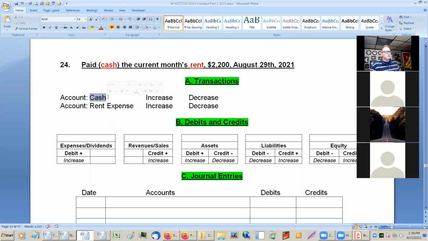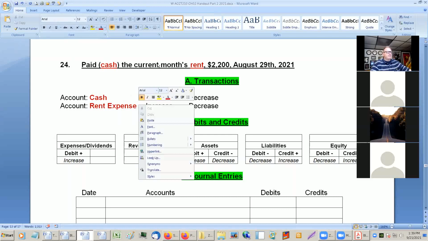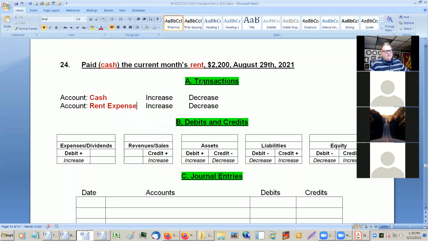Okay, so cash. Is our cash going up or down? Down. And expenses are always increasing. What's more, 1 month's worth of rent or 2 months? 2 months, so rent expense.